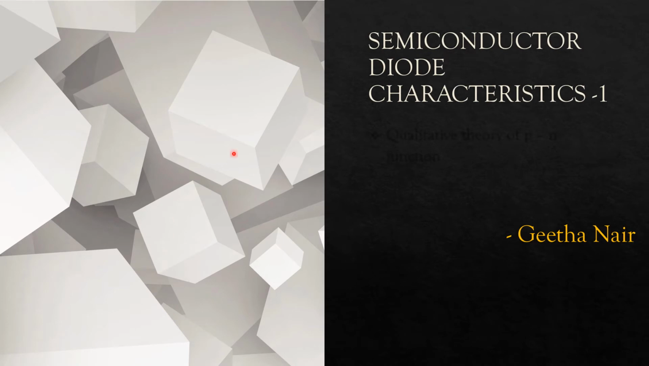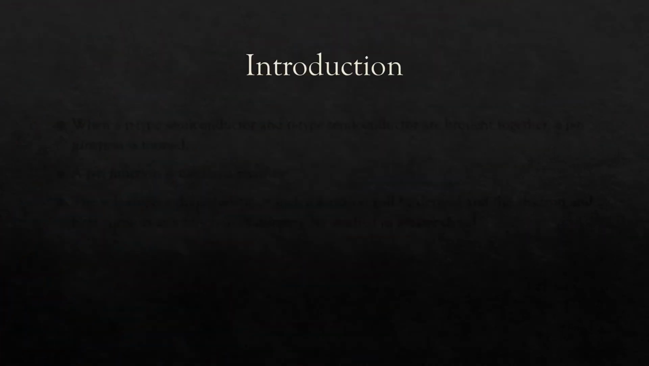This is the first part of the series on semiconductor diode characteristics. Here we will see the qualitative theory of the p-n junction. Introduction.